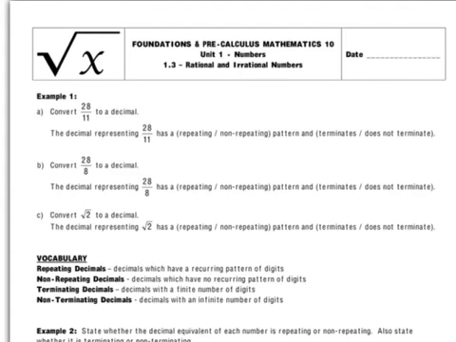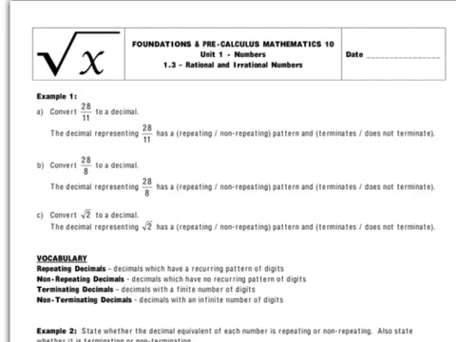Okay, welcome back everybody. Today we're doing lesson 1.3, Rational and Irrational Numbers. Now just a quick definition of rational and irrational numbers, or maybe a practical definition, is that rational numbers can be written as a fraction of two numbers, and irrational numbers cannot be written as a fraction. But we'll get into this a little bit later. Let's look at example 1.